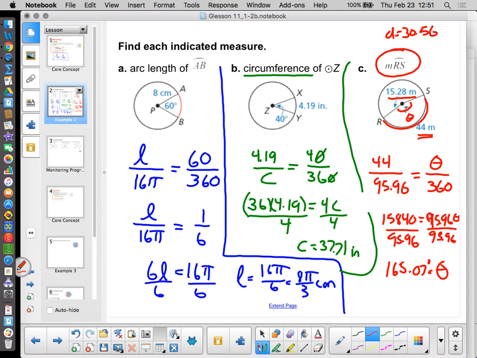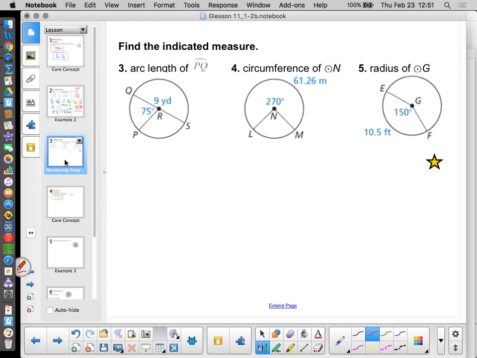So here we see we use the same formula all three times, but the first time my unknown was the arc length. The second time my unknown was the circumference, which if it was the radius or diameter, we could probably figure that out once I know the circumference. The third time my unknown was the angle. It doesn't matter. It's the same formula. We fill in the blanks we know. We solve for what we don't know.